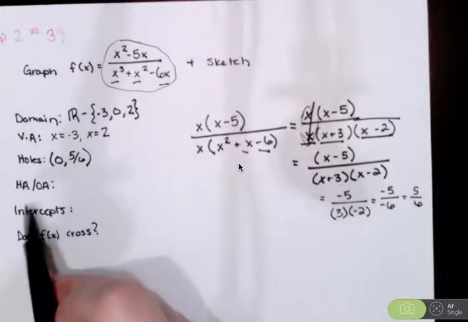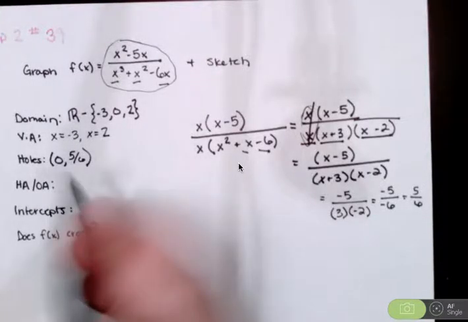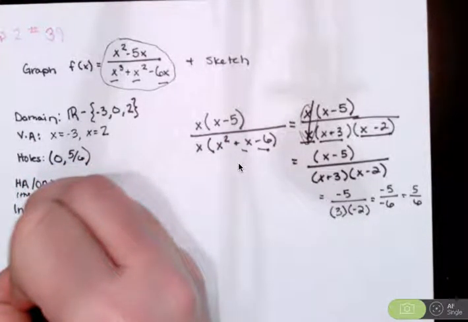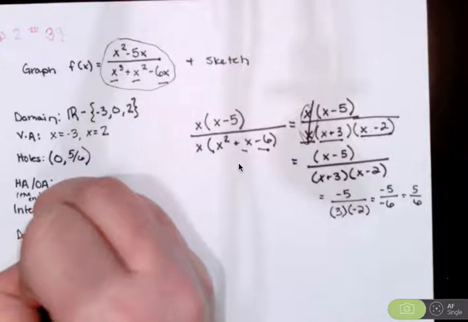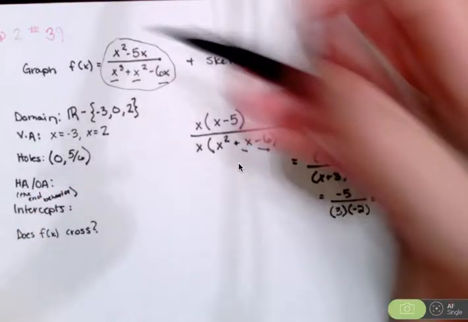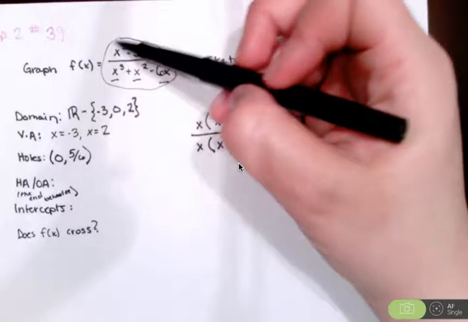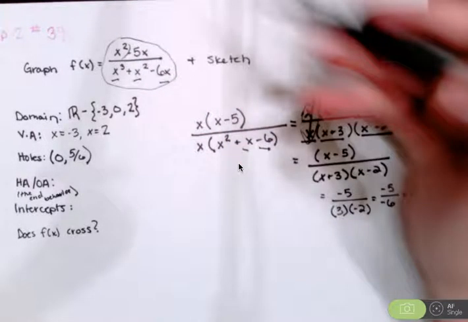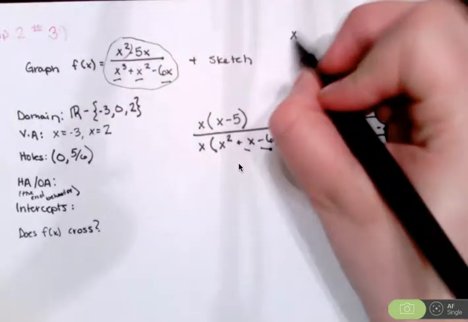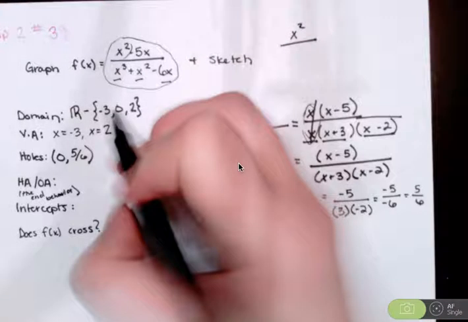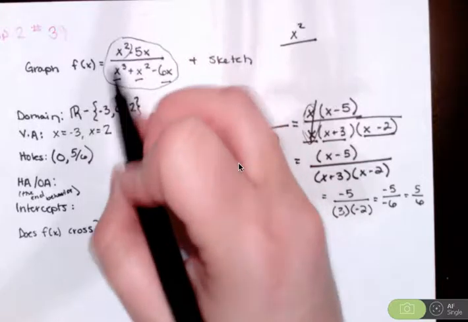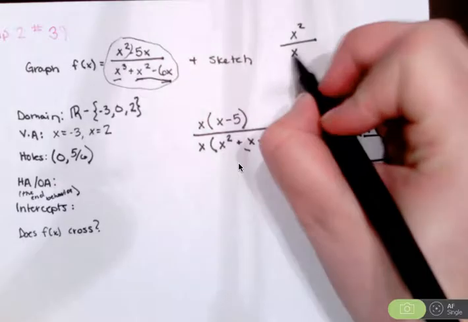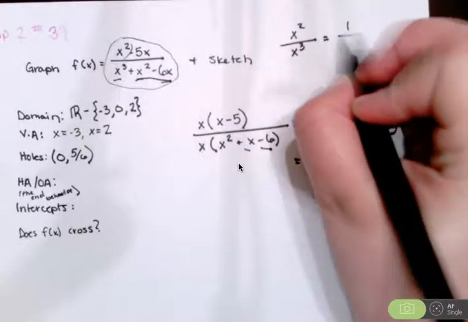Then I can look for horizontal or oblique. Remember, that's the same exact thing as saying your end behavior. So as x gets really big or really small. And in class, we talked a lot about, well, when we get really, really big, this x squared goes pretty fast, and in comparison, this 5x doesn't grow at all. So we can ignore that. So I'd get x squared over, again here, this grows hugely fast. In comparison, these two things barely grow, so it would be over x cubed.